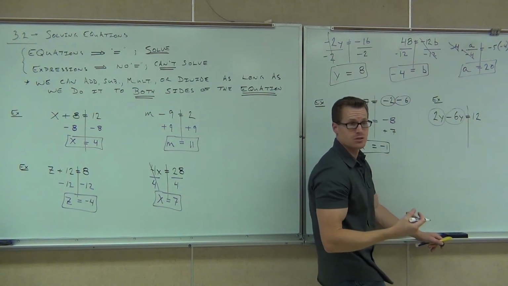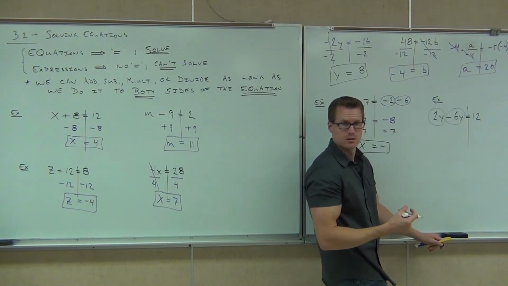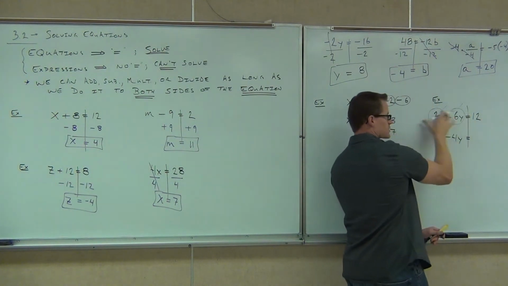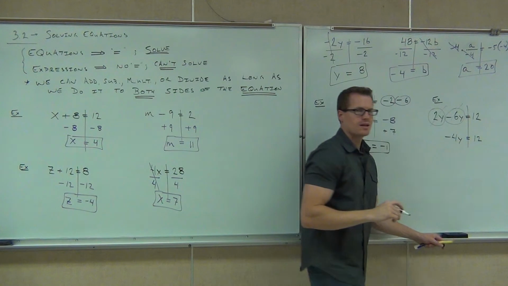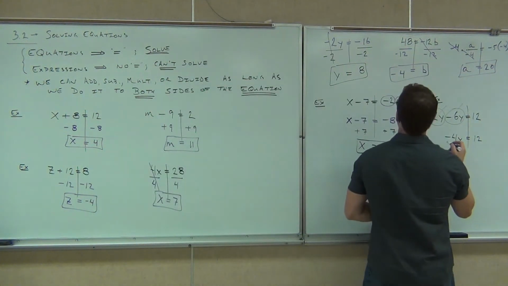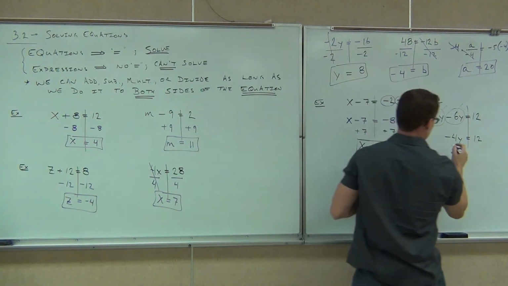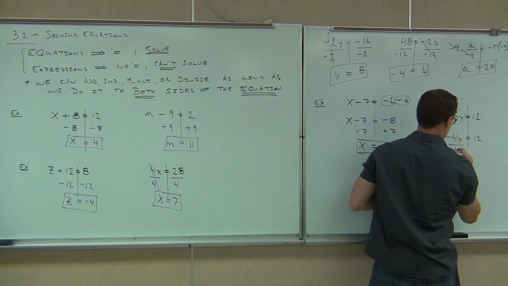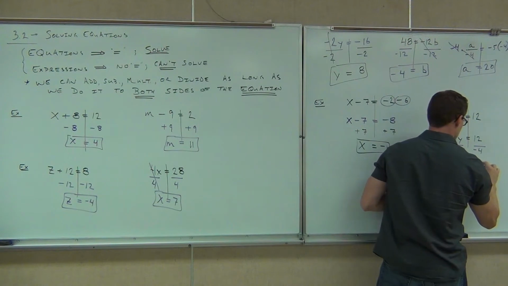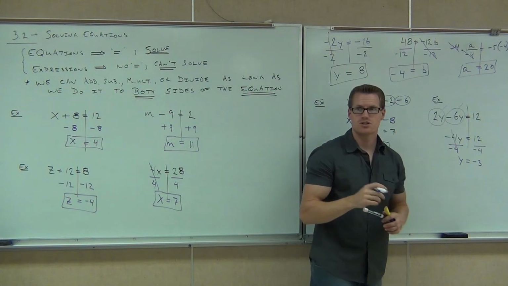How much does that give us? Negative 4y. So this gives us negative 4y. The 12 stays the same. Let's get rid of that negative 4. How do you do it? Divide. Good. In fact, we have a problem that's really similar to this one right there. When it's division, we keep that same sign.